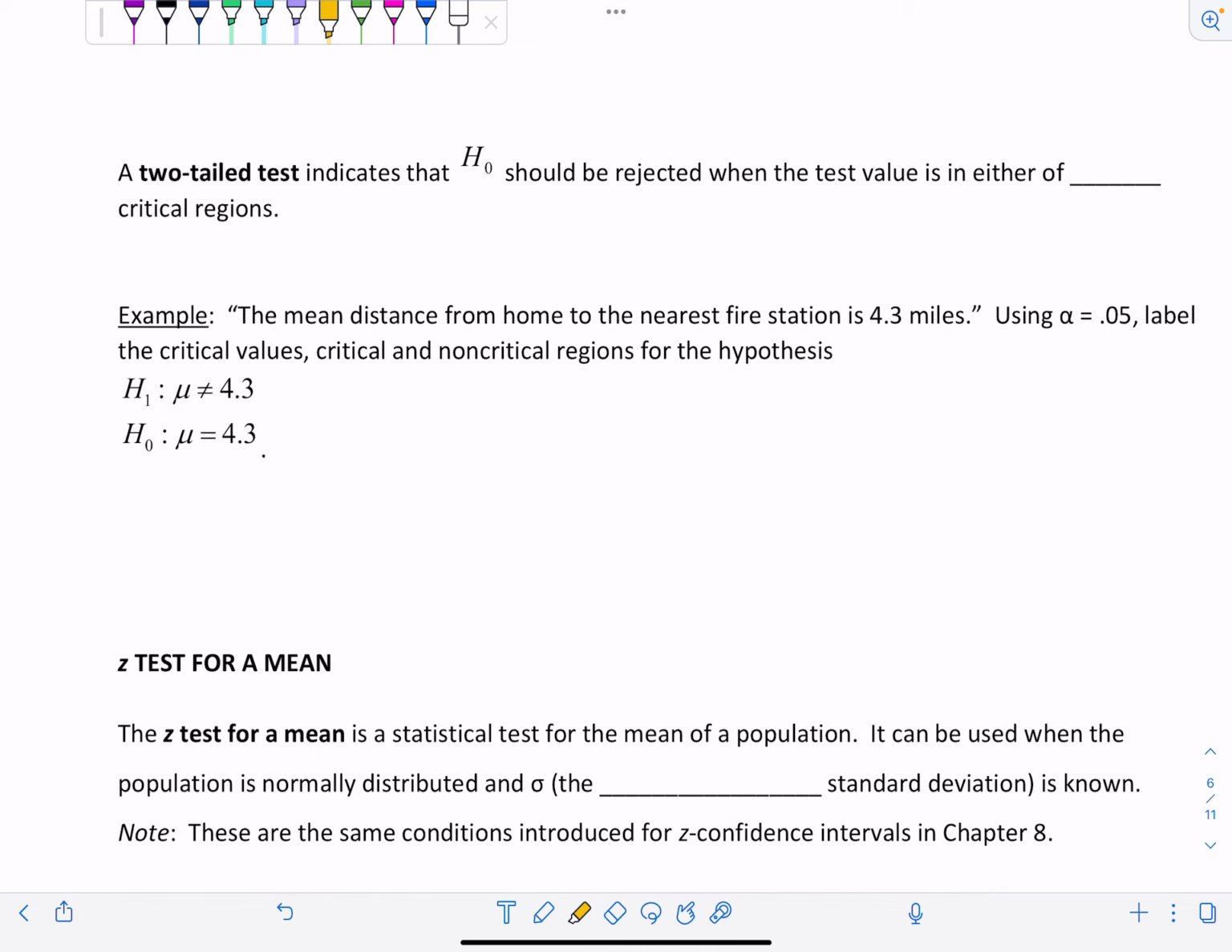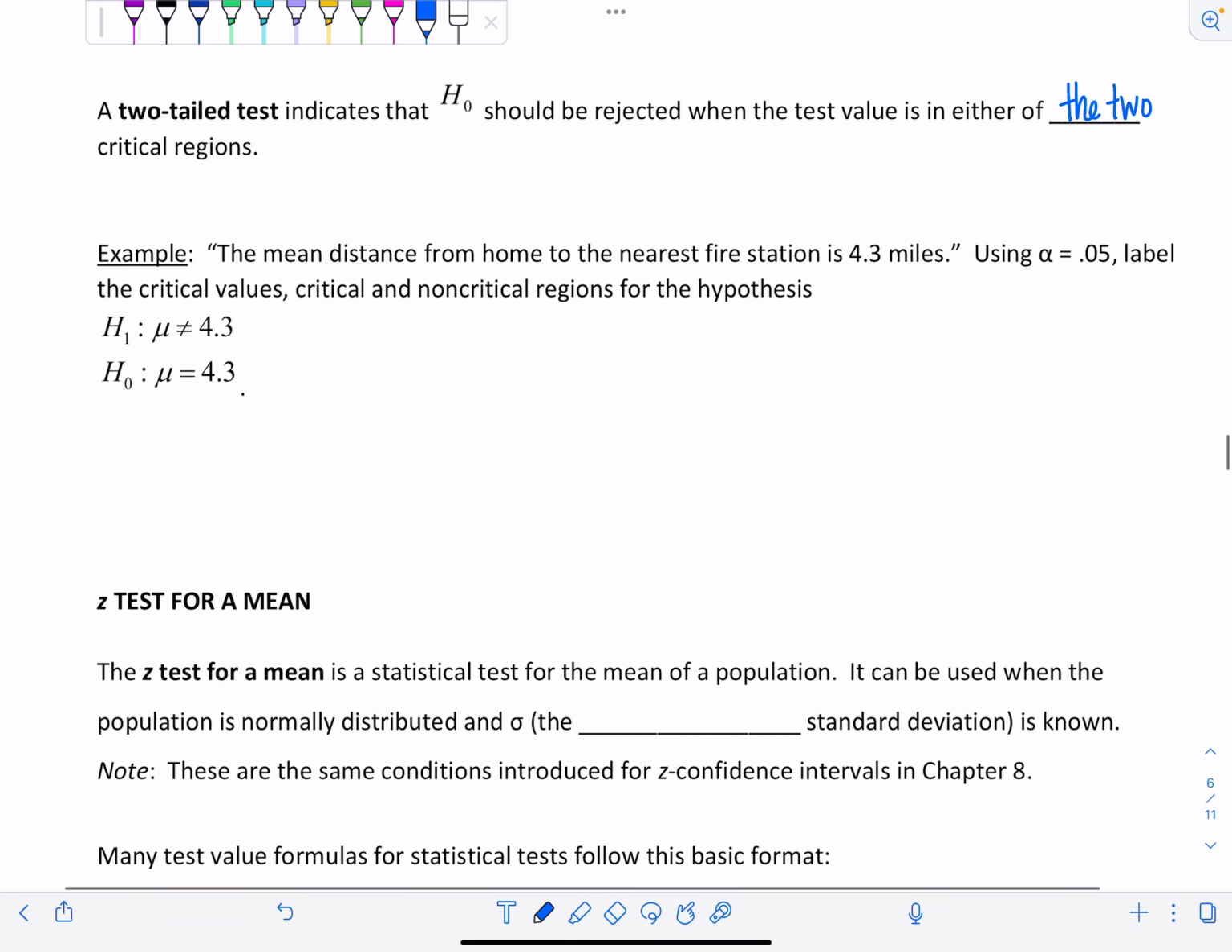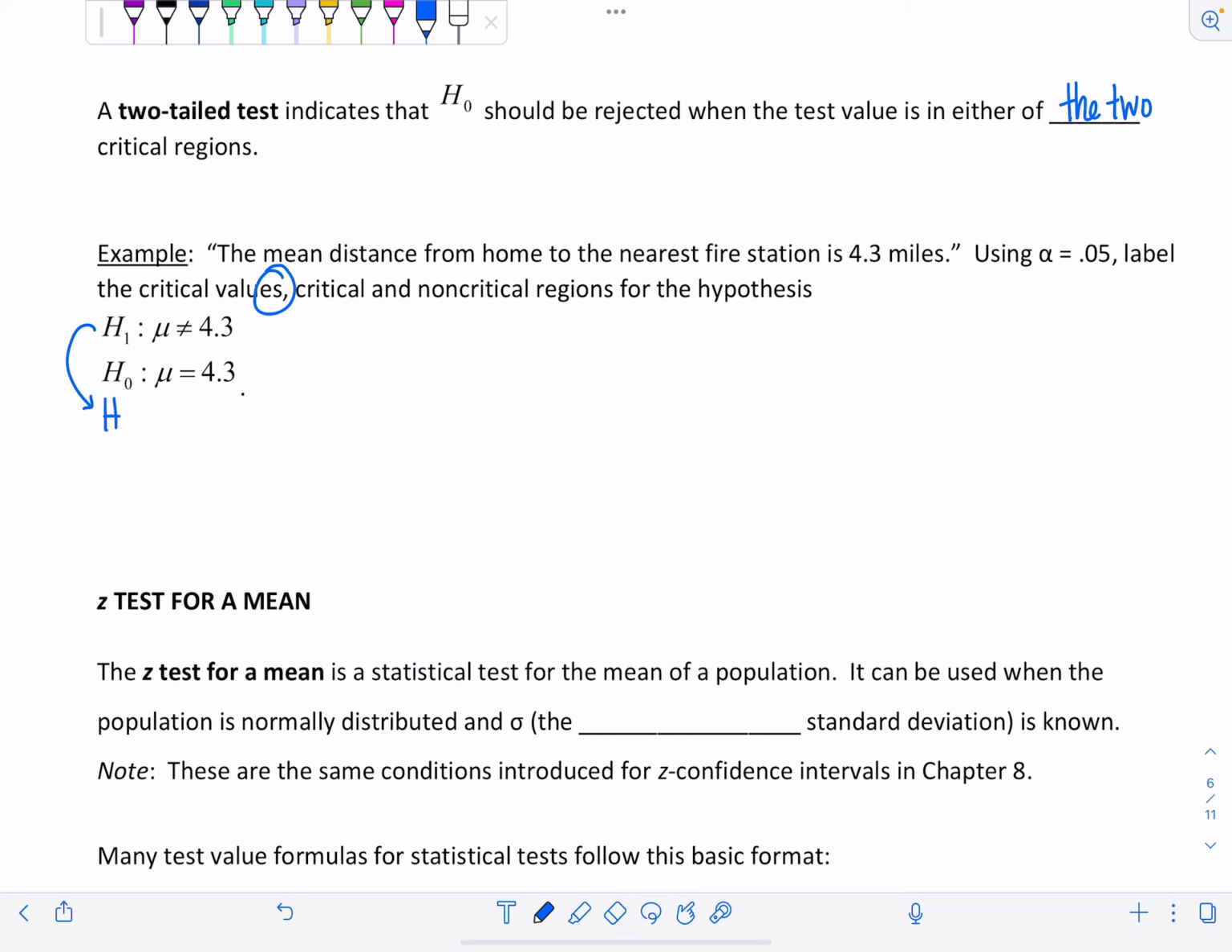Now, a two-tailed test indicates that H naught, the null, should be rejected when the test value is in either of the two critical regions. So you'll have two critical regions for these. Let's look at an example. The mean distance from home to the nearest fire station is 4.3 miles. I want the null down here. Using alpha equals 0.05, label the critical values. This time we have more than one critical and non-critical regions.